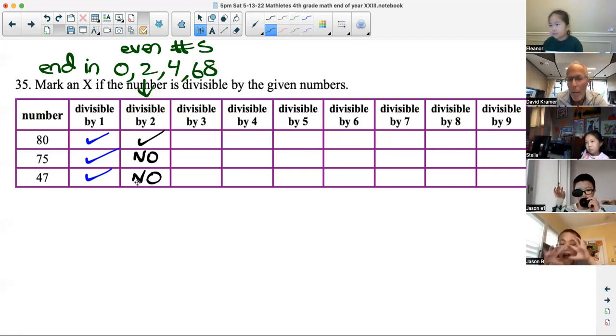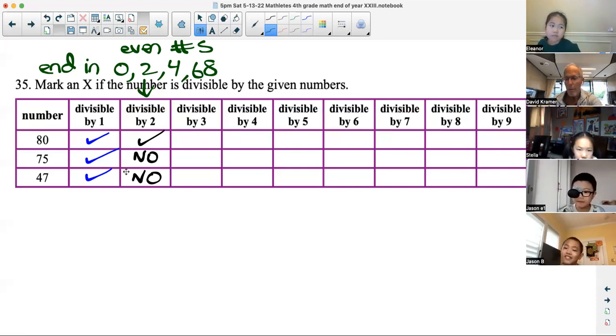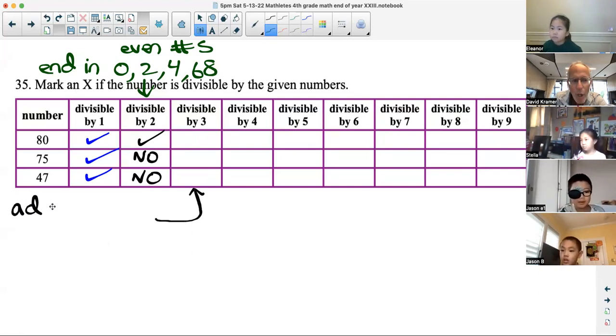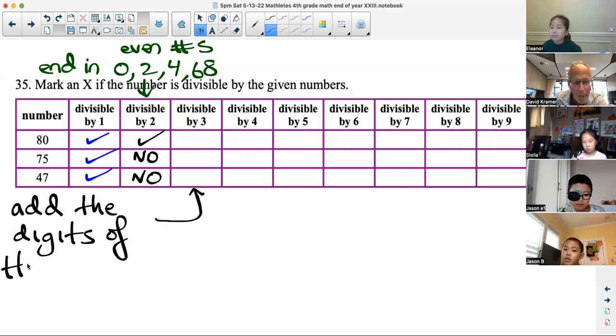Now, who can tell me the rule for divisibility by 3? Jason B, you know that rule? The divisibility by 3 is when the number is even. No, that's for divisibility by 2. For divisibility by 3, you add the digits of the number.